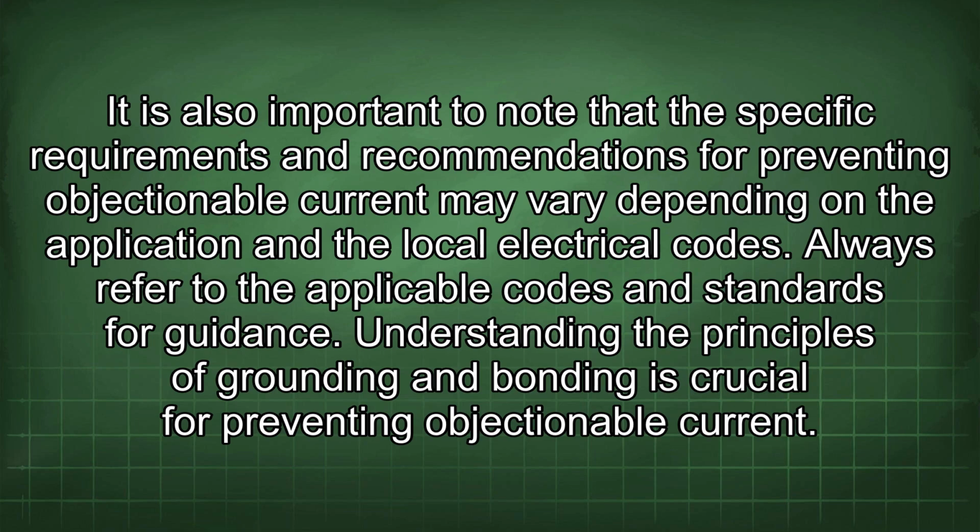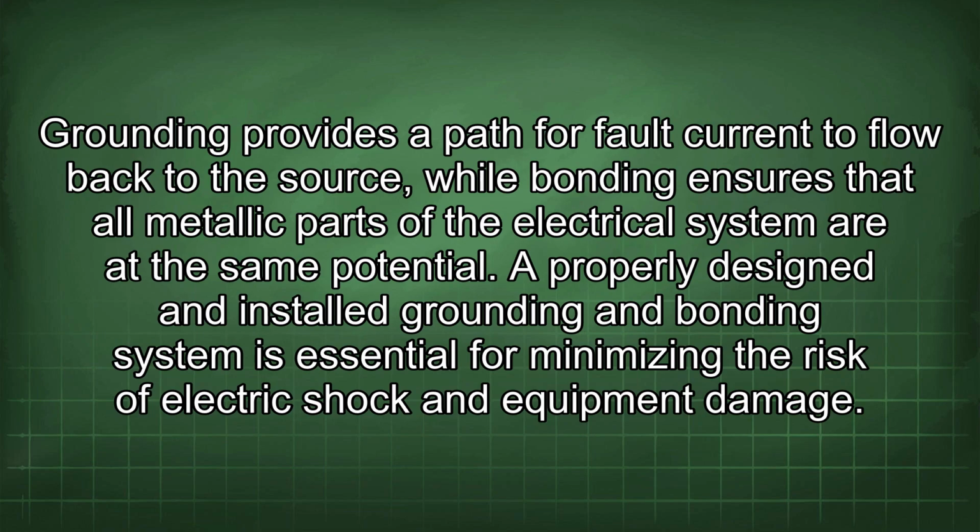Understanding the principles of grounding and bonding is crucial for preventing objectionable current. Grounding provides a path for fault current to flow back to the source, while bonding ensures that all metallic parts of the electrical system are at the same potential. A properly designed and installed grounding and bonding system is essential for minimizing the risk of electric shock and equipment damage.